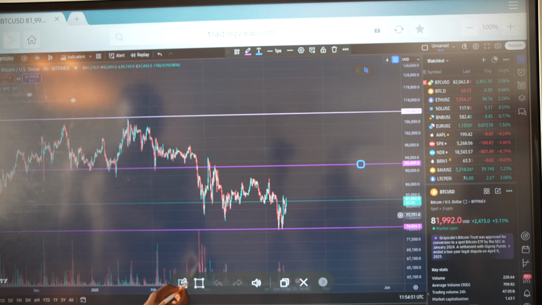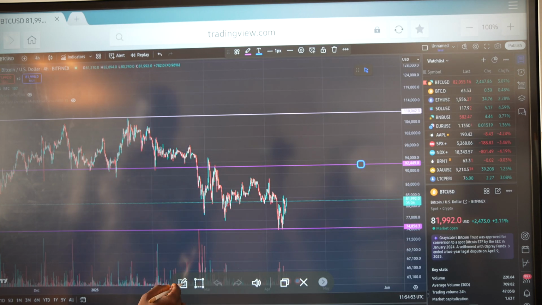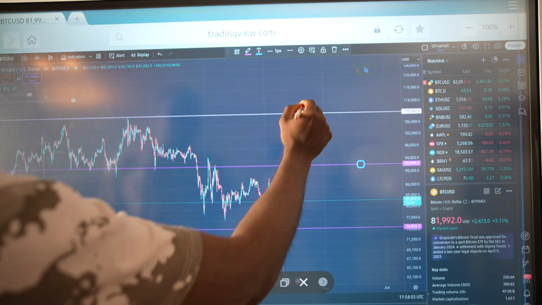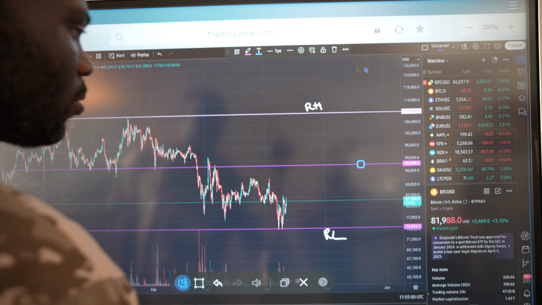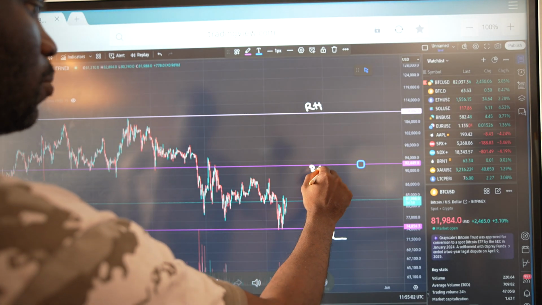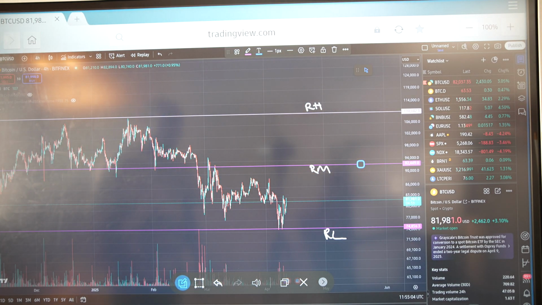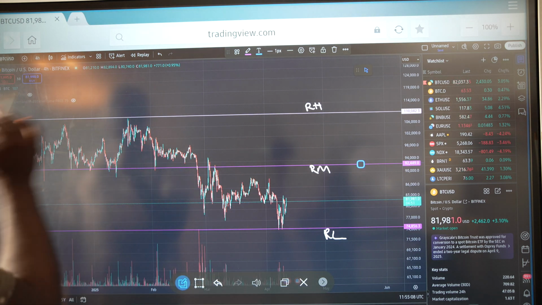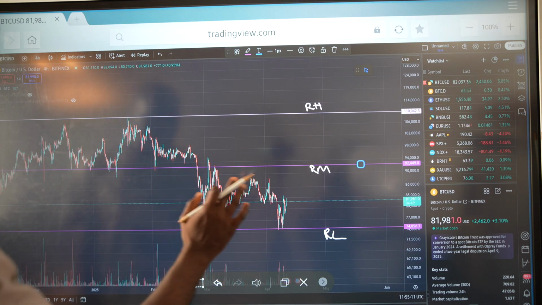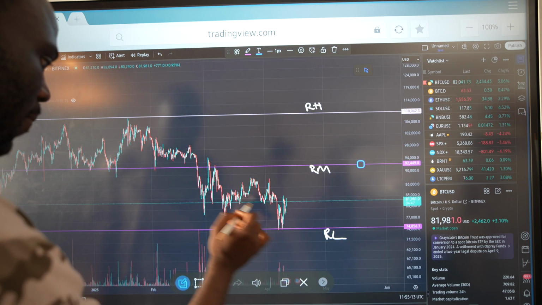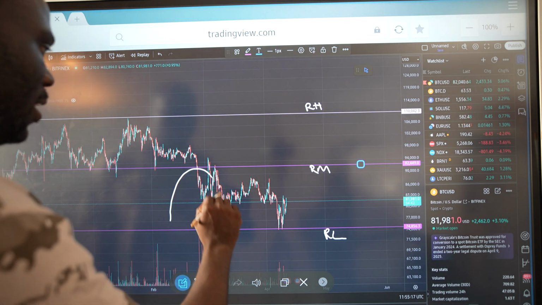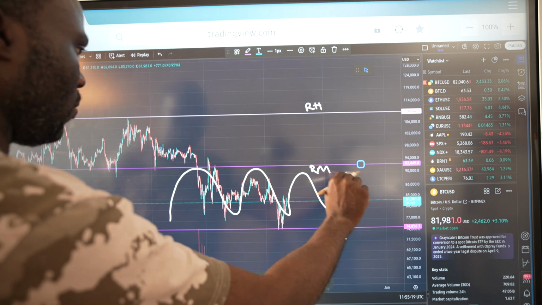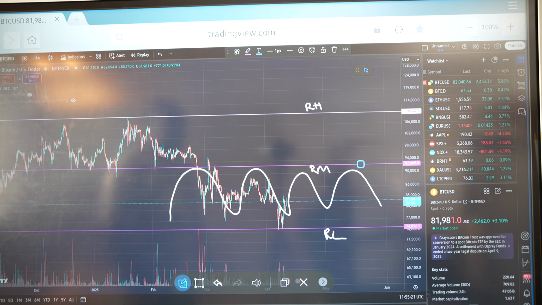if this is our range, look at this. If this is our range, which means this is our range high, this is our range low, and this is our midpoint. Yes? Now, for example, in the last couple of days, since early March or thereabout, the market has been within this range, which means we are ranging within this range. Is that not so?